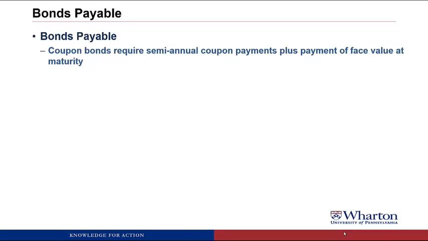So bonds payable, as we talked about a little bit at the beginning of the video, these are coupon bonds, which means that they're going to require semi-annual coupon payments. So there's going to be a payment of cash every 6 months, plus payment of the face value of the bond at maturity, so at the end of its time period.